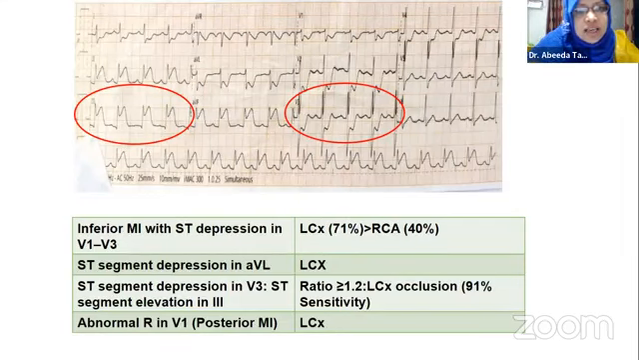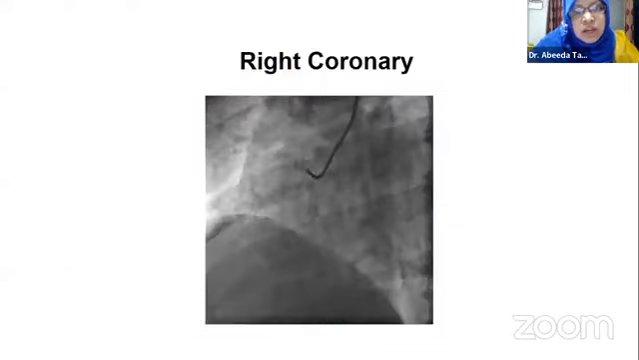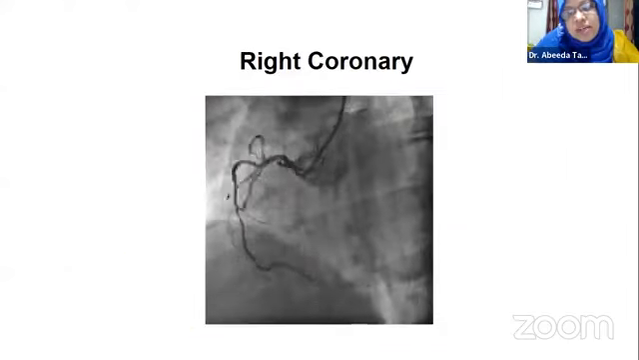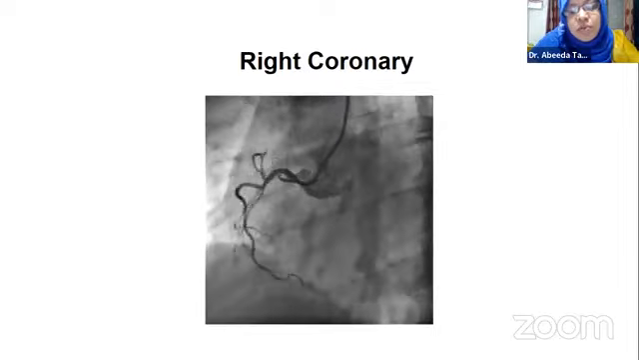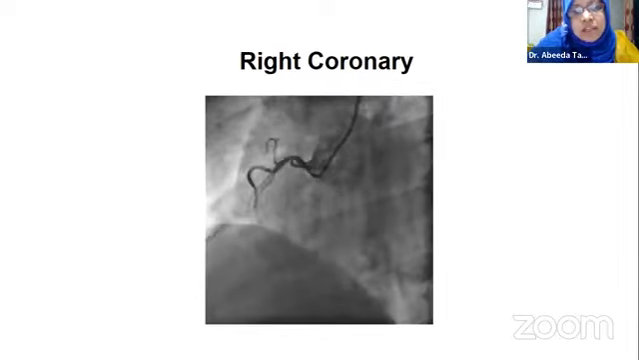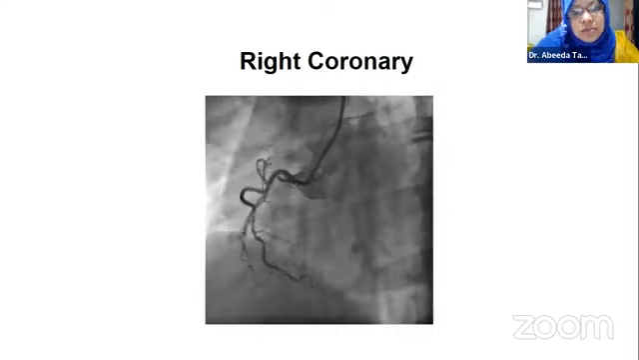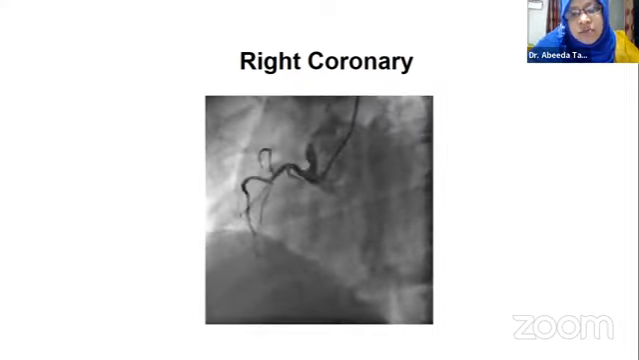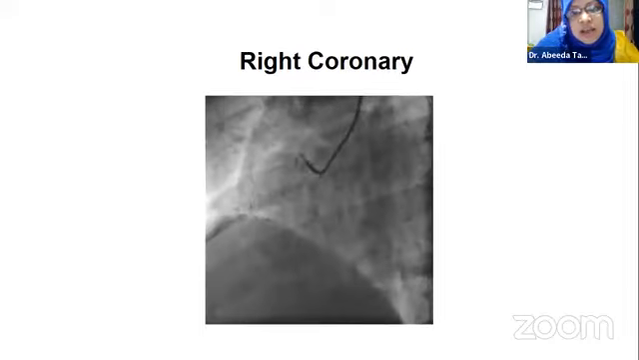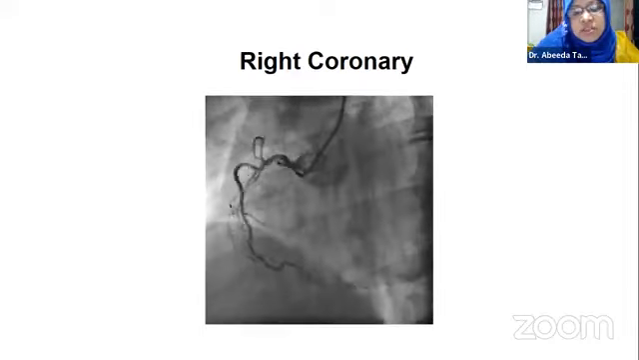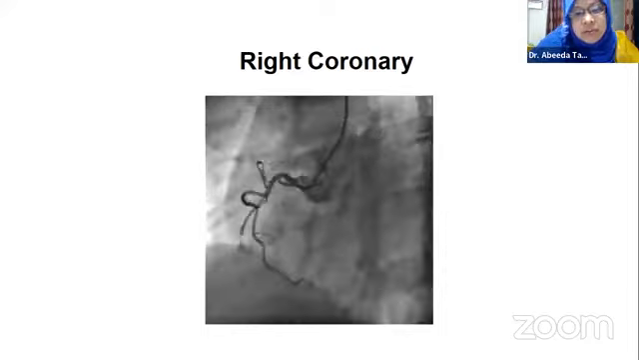In this case, the ratio is more than or equal to 1.2 by the third criterion. So let's start with the coronary angiogram. It was not a primary PCI. The patient actually received streptokinase first. Then he came to our institute 15 days after his MI, and the right coronary artery showed this is the non-dominant right coronary artery.